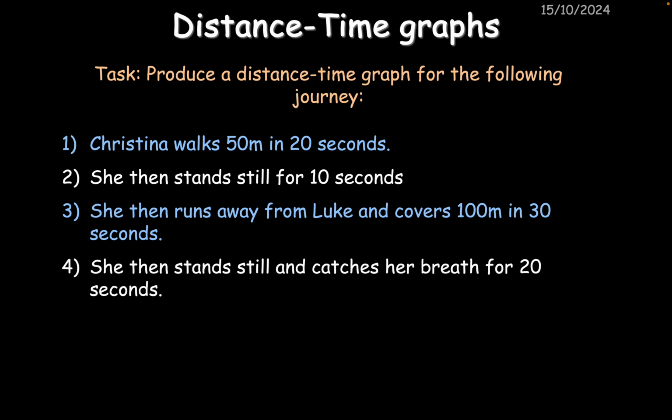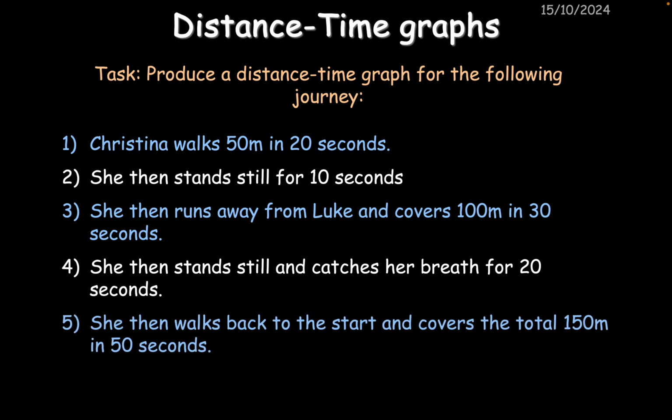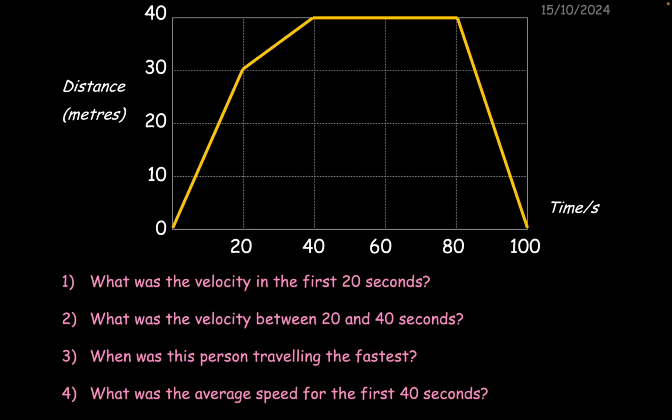Then she stands still again and catches her breath for 20 seconds, so that will be yet another horizontal line. And number 5, she then walks back to the start and covers the total 150 meters, which should be the 50 from here, 0 from here, 100 from here. There's your 150. The 2 white statements, she's standing still. So 150 meters walking and running away, and then 150 meters walking back in 50 seconds at a moderate pace. Okay, so that's number 5. So you've got to turn that into a graph that looks like this. It won't be exactly the same.